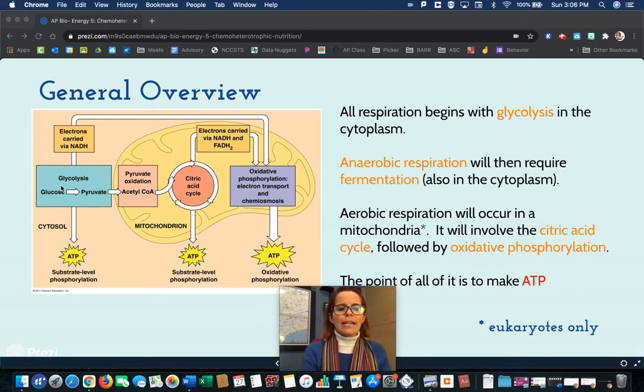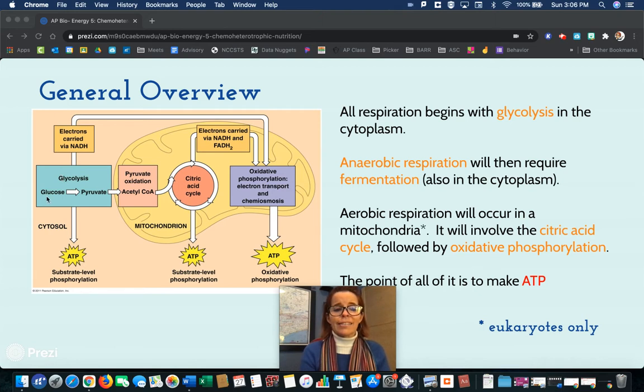So see right here in this green box, we've got glycolysis, and we're going to break glucose into two molecules that each have 3 carbons. Glucose has 6 carbons. We're going to break it in half, so each of the new molecules has 3 carbons. So pyruvate. Pyruvate gets brought into the mitochondria, inside the mitochondria, into the matrix of the mitochondria.